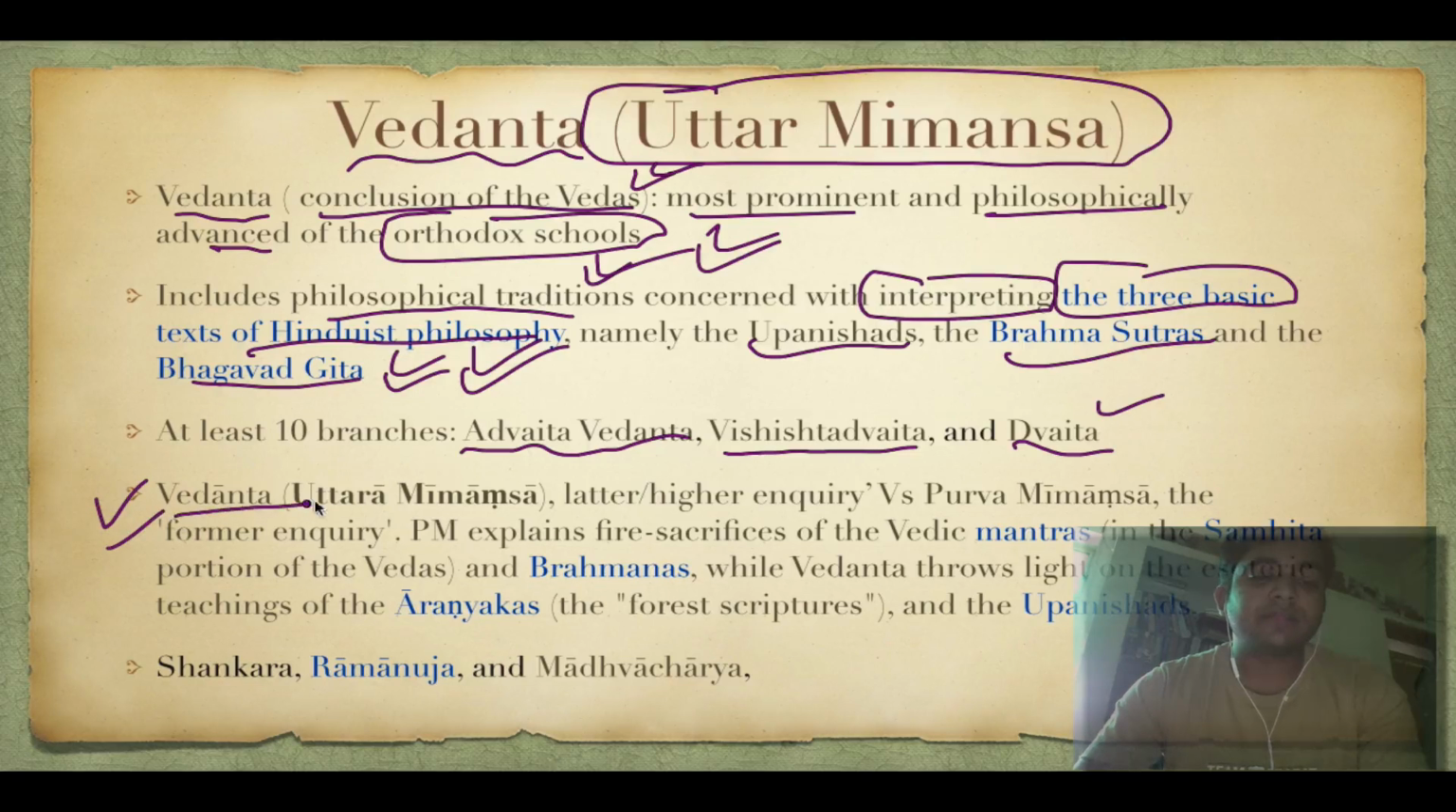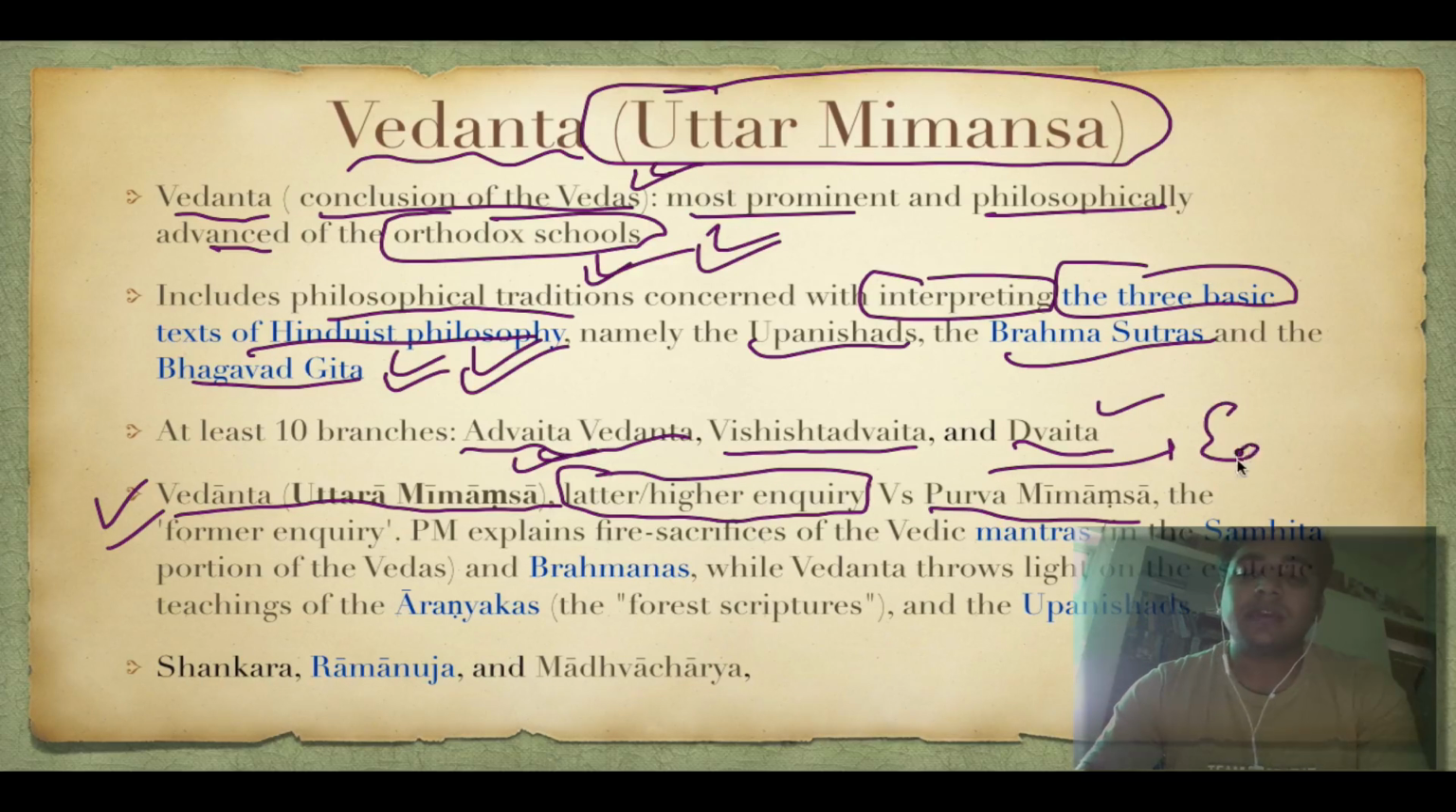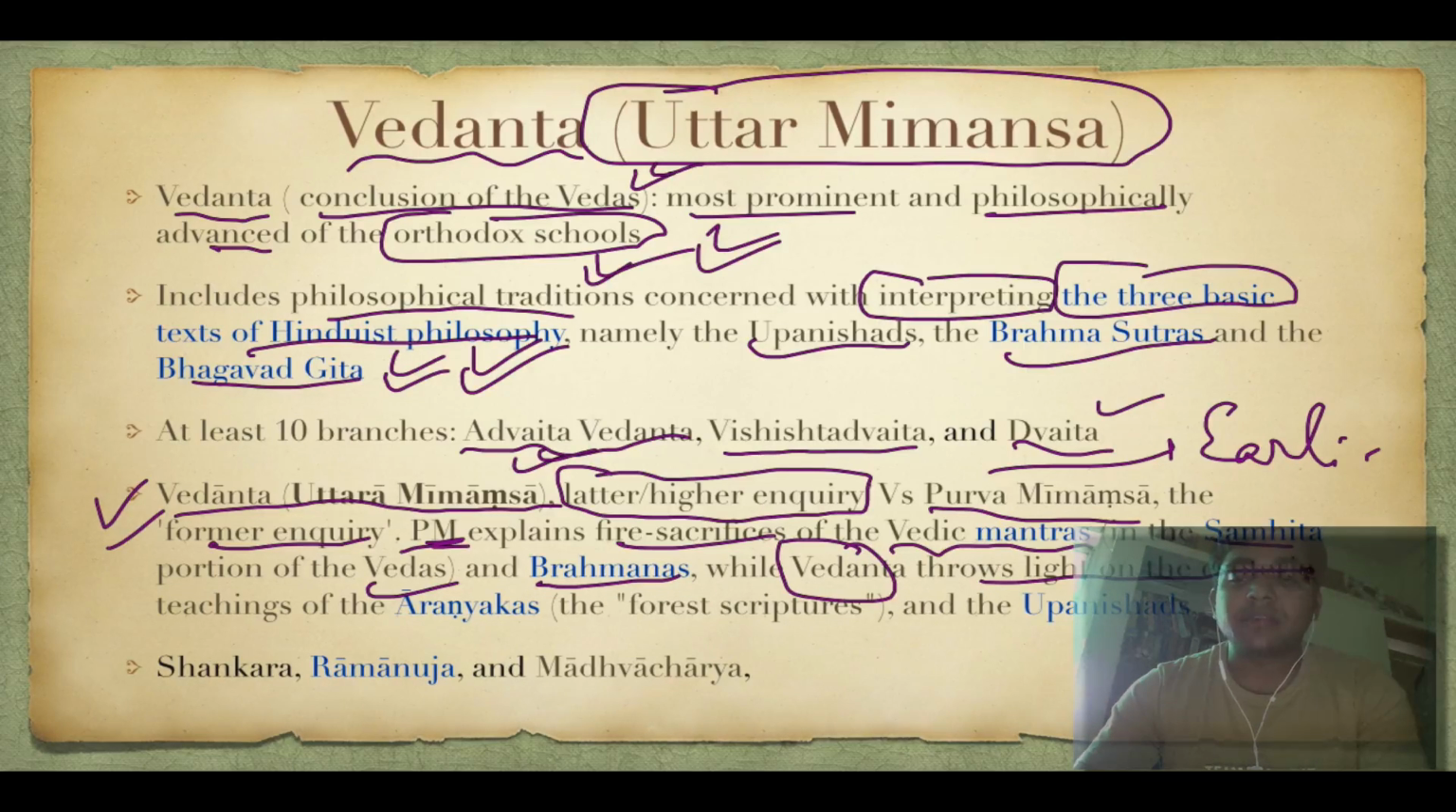Then Vedanta is something called Uttar Mimansa. It also means later or higher inquiry. What about Purva Mimansa? Purva means earlier or former. So former inquiry is Purva Mimansa, while later or higher inquiry is Vedanta. So Purva Mimansa explains fire sacrifices of the Vedic mantras in the Samhita portion of the Vedas and Brahmanas, while Vedanta throws light on the esoteric teachings of Aranyakas.